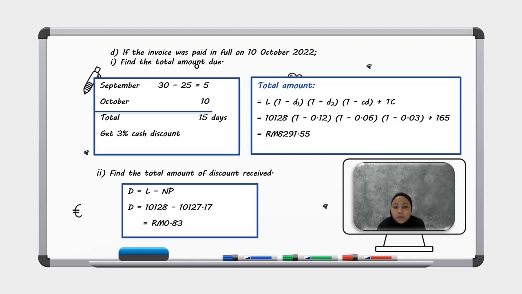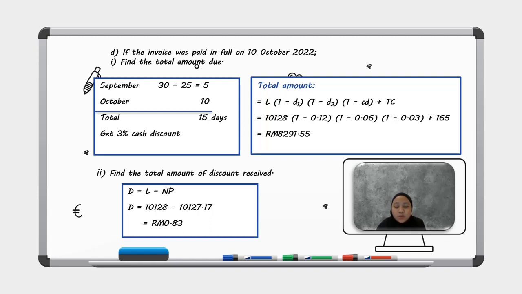L open bracket 1 minus T1 close the bracket open the bracket 1 minus T2 close the bracket open the bracket 1 minus Ct close the bracket plus Tc equal 10,128 open the bracket 1 minus 0.12 close the bracket open the bracket 1 minus 0.06 close the bracket open the bracket 1 minus 0.03 close the bracket plus 165 equal RM 8,229.55.